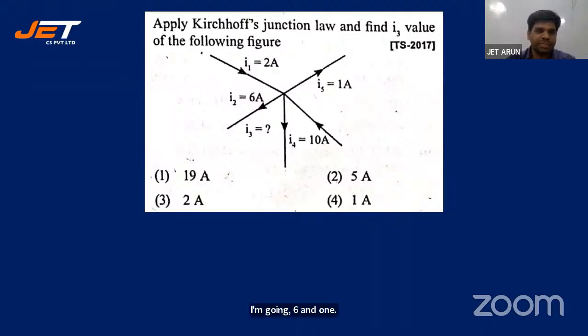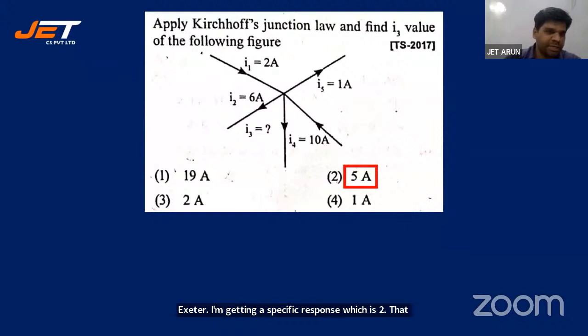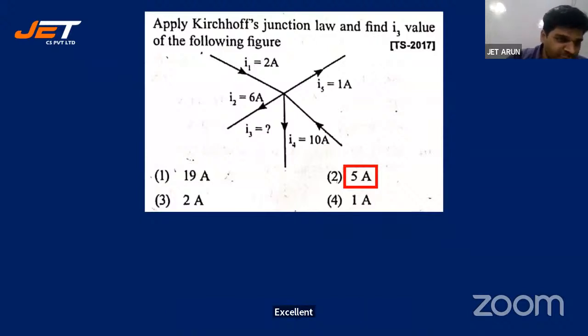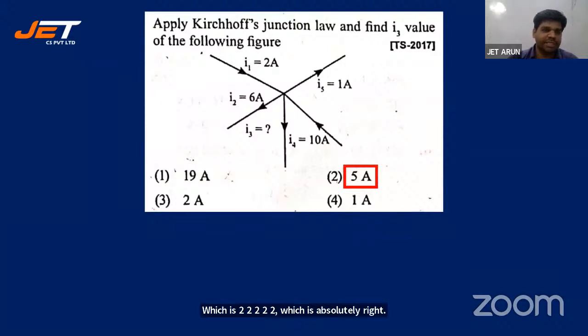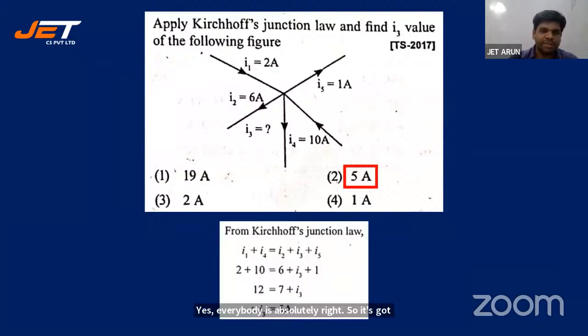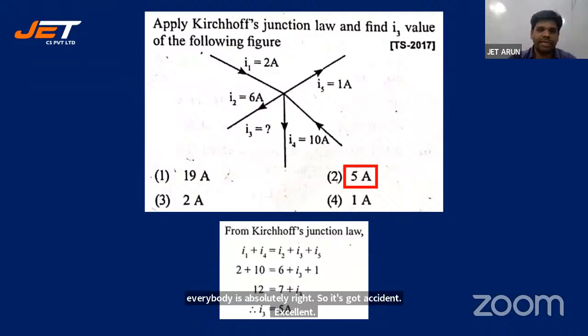Excellent. I'm getting a consistent response, which is 2. Let's look at the key. 2 is absolutely right, students. I really appreciate. Yes, Saicharan has given the complete equation. Good. Excellent. Yes, Anuradha says 2, which is absolutely right. Yes, everyone is absolutely right, students. Good. Excellent. Here is the equation. But as you're all right, I would like to skip the solution part. Let's go for the next one.